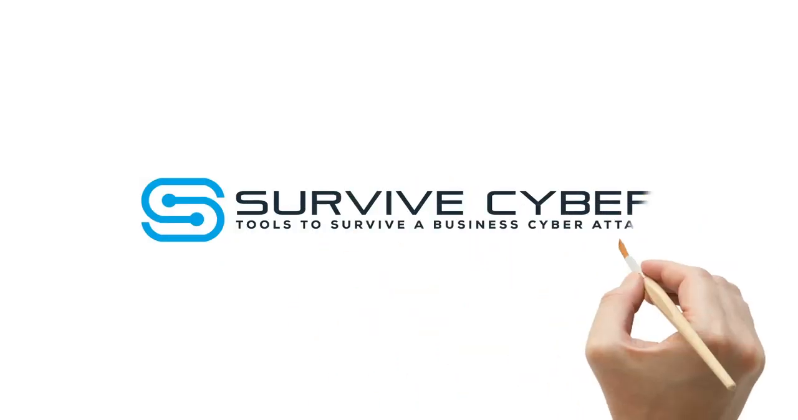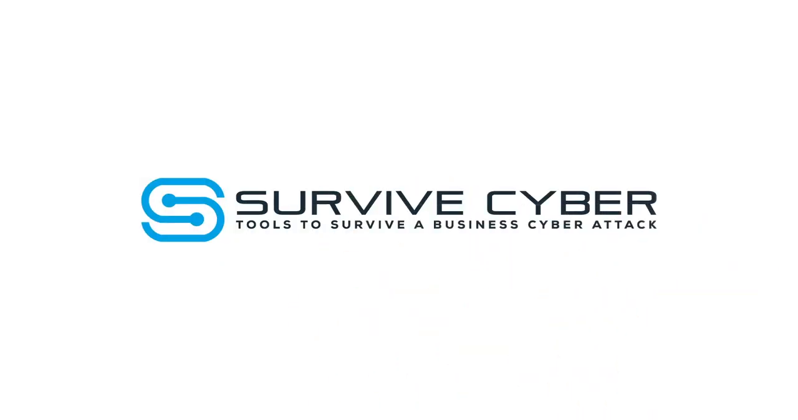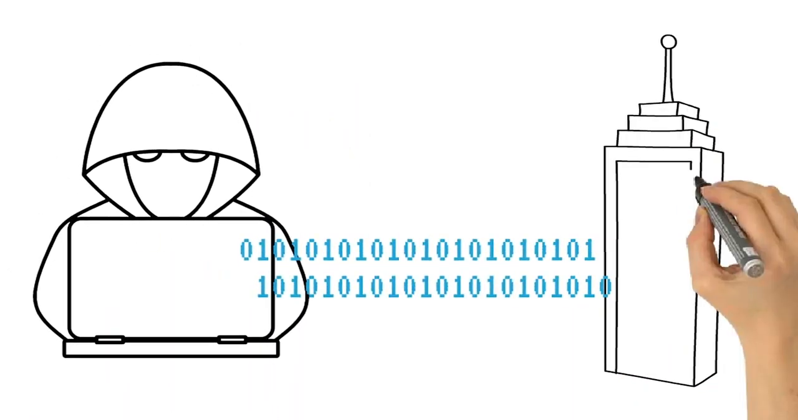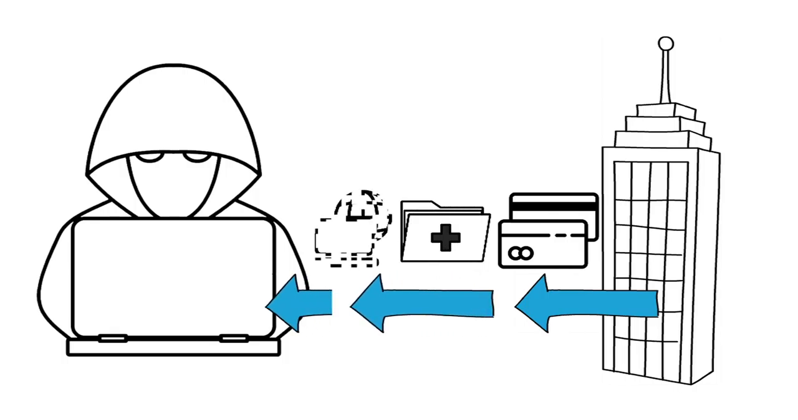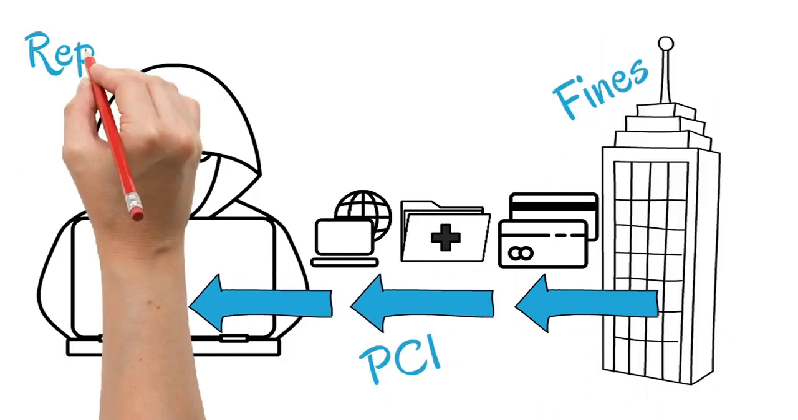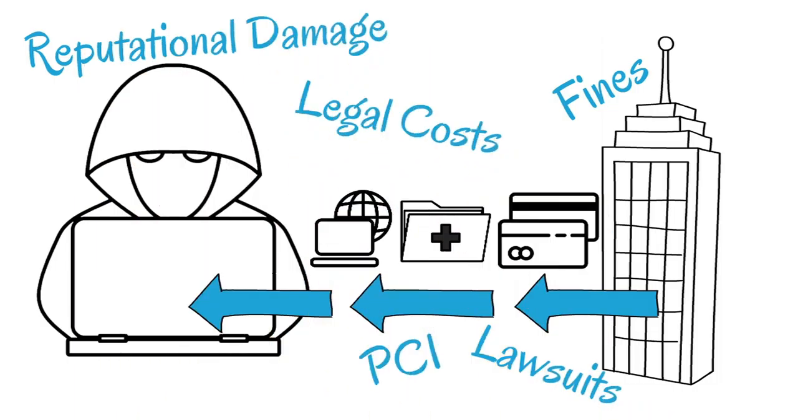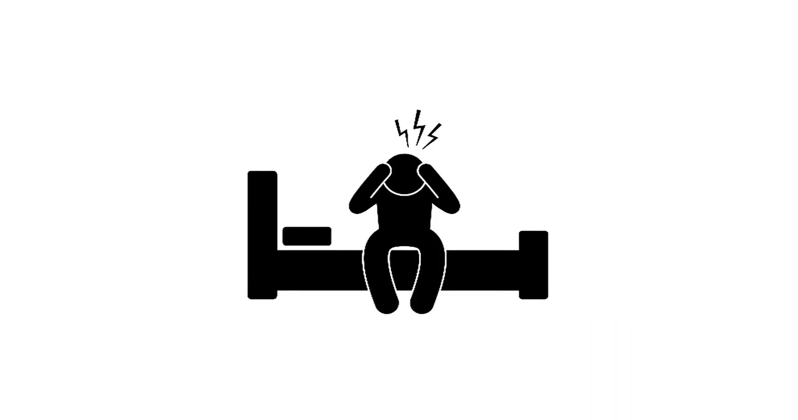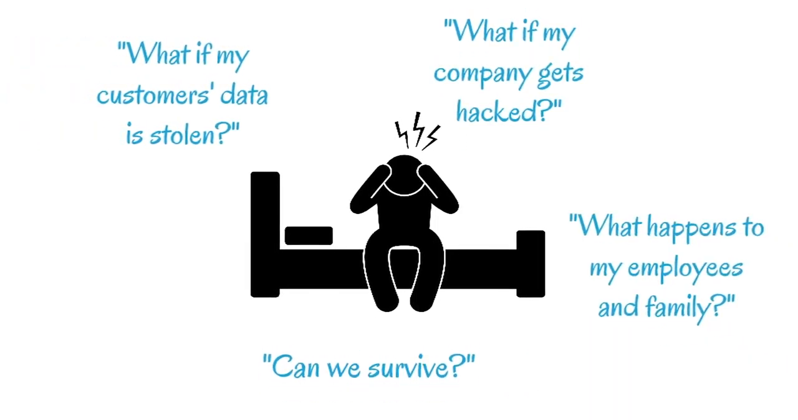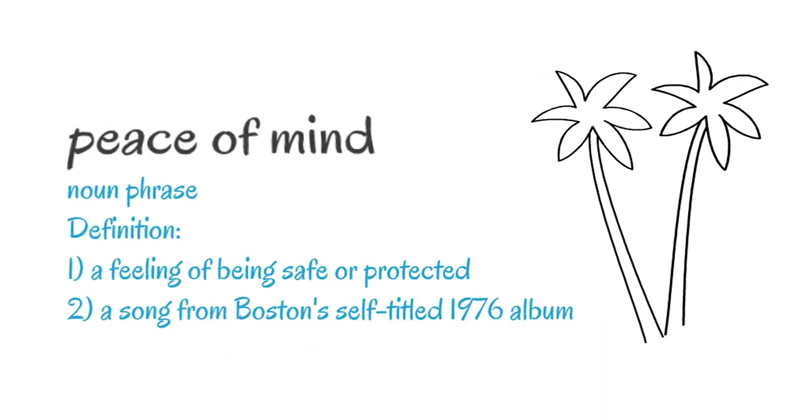Survive Cyber is designed to protect your business from the devastating effects of a cyber attack. The number one target of hackers is your small business. They're taking credit card data, healthcare records, IP, everything your business stands for, which can result in fines, legal costs, even the loss of your business. The destructive effects of a hack and the ability to survive it are the number one concerns of small business owners. What you need is peace of mind.